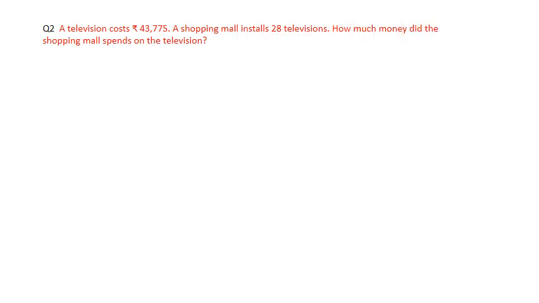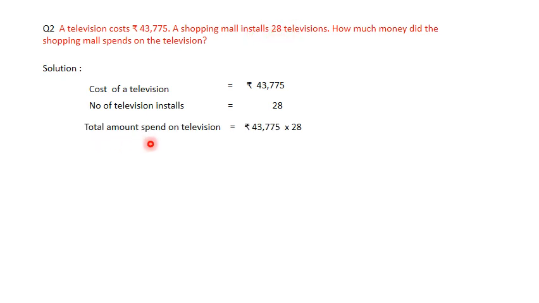How much money did the shopping mall spend on the televisions? So they have asked for the total money for 28 televisions. When we know the cost of one, what are we doing, student? We are multiplying here. So let's write down the solution. First we are going to write down the cost of a television, 43,775. Next is the number of televisions installed, 28. And how much amount they spent on television is what? Here we are supposed to multiply. Now we will do the calculation.